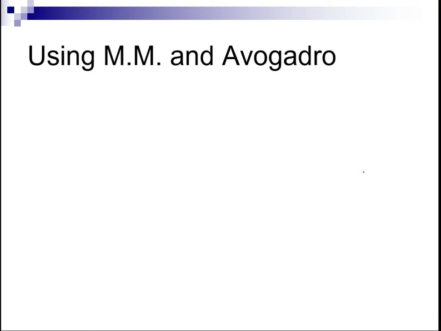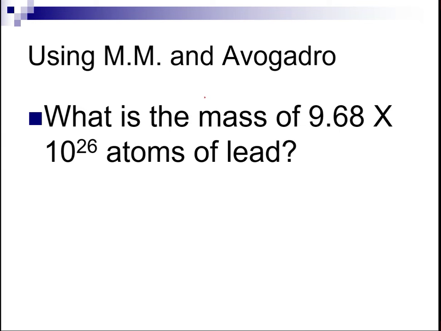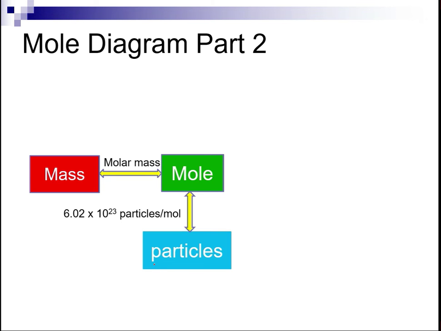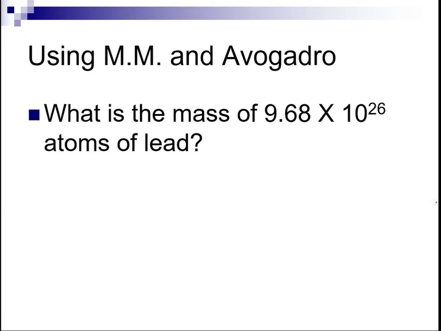What if I need to use molar mass and Avogadro's number? What if I want to go from atoms to mass? So I'm down here, I have the number of atoms, and I want the number of grams. There's no line that matches, there's no line here. So what I need to do is convert first to moles, then convert to mass. I need to do this in 2 steps. So let's see how that works.